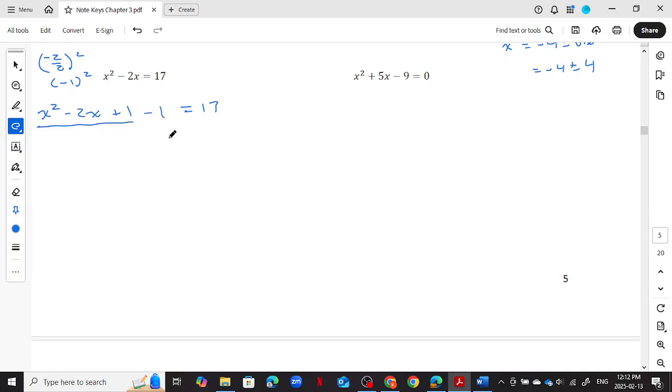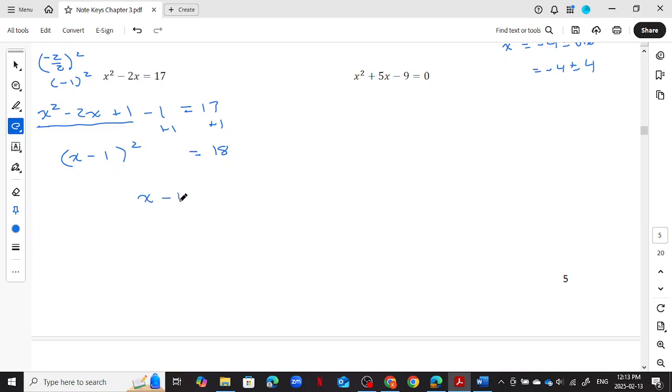This is the part that is the perfect square trinomial, so I'm going to factor it. I'm going to put the x, and then the two numbers that multiply to give me +1 and add to give me -2 are -1 and -1, or half of that term. And then I'm going to add the 1 at the same time, and I get (x − 1)² = 18. Now I can solve algebraically.